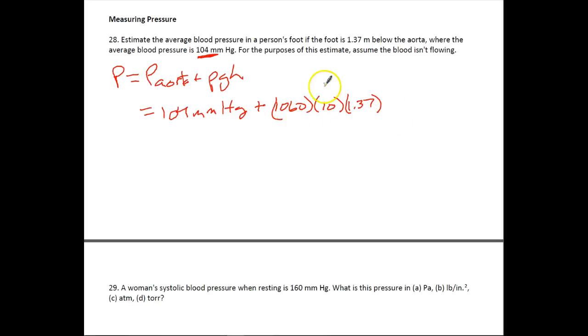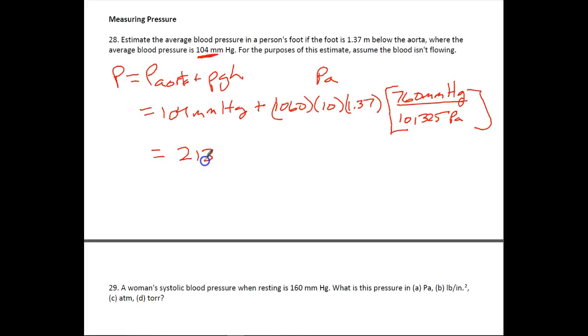Now remember, this will give you an answer in pascals, and we can't add millimeters of mercury and pascals, so we need to do a conversion for this one thing. We're going to multiply whatever we get for the product there times 760 millimeters of mercury, all divided by 101,325 pascals. If you do that, you should end up with about 213 millimeters of mercury. So a pretty simple problem to do.